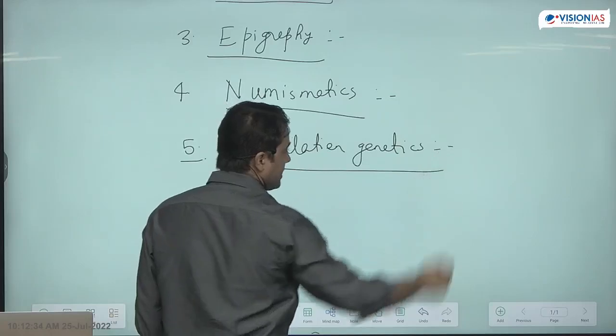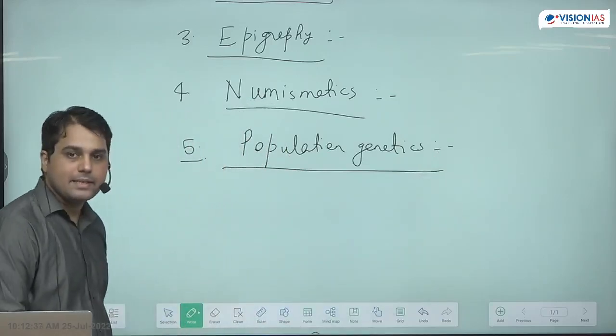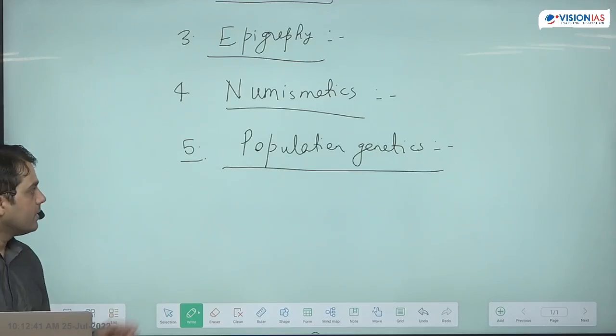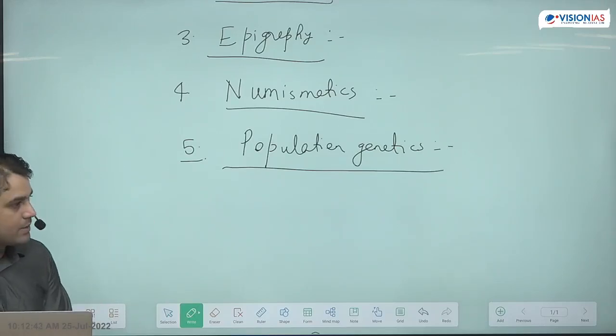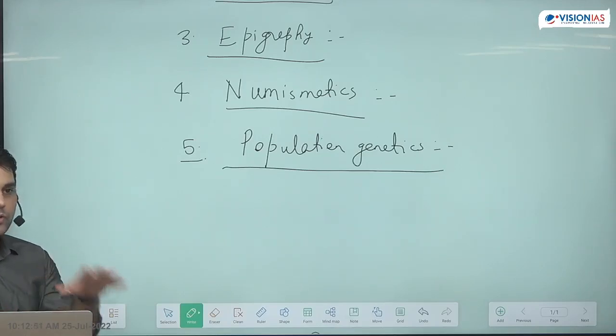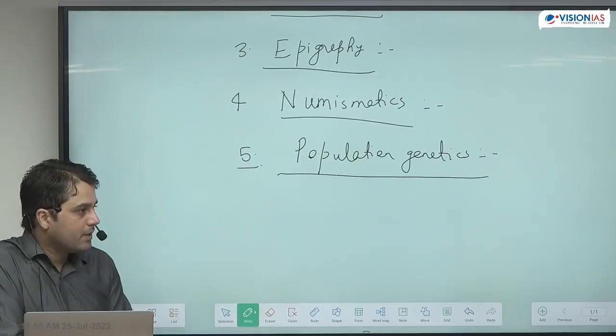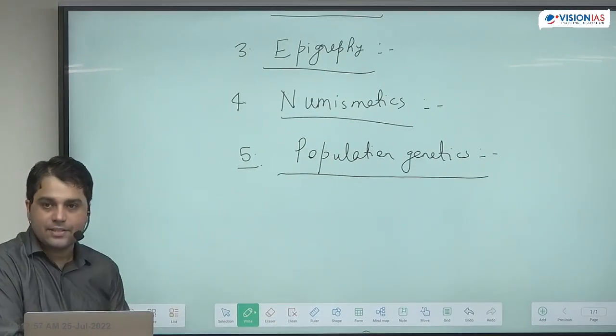Now what is population genetics? Population genetics is basically a branch of genetics. Genetics in itself is a branch of biology. The goal of population genetics is to understand how one group of population is connected with each other, and also how one group of population is connected to another group of population. So it is very useful to understand ancestry.